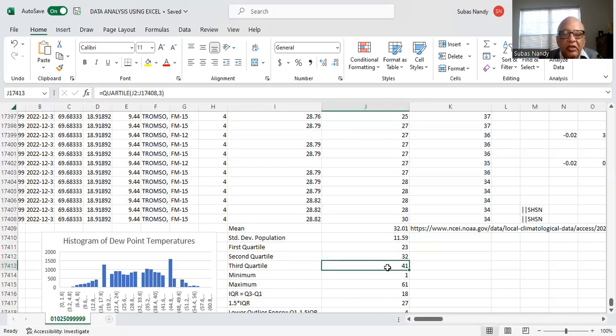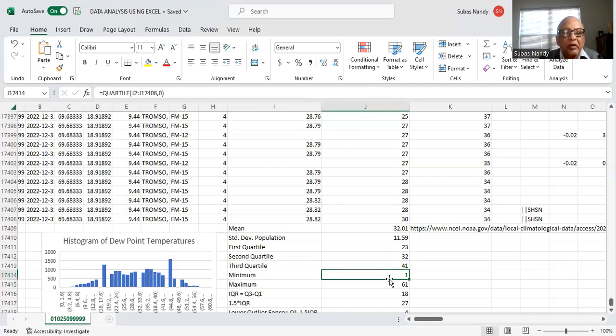Next, I want to find the third quartile, equal to QUARTILE, parenthesis, J2 through J17408, the entire data set, comma 3. 3 is the third quartile. What does it mean? 75% of the numbers are below 41, 25% of the numbers are above 41.